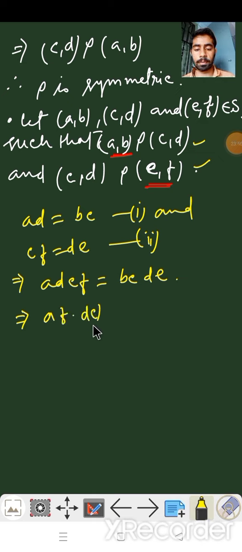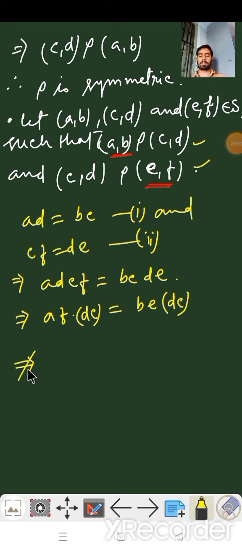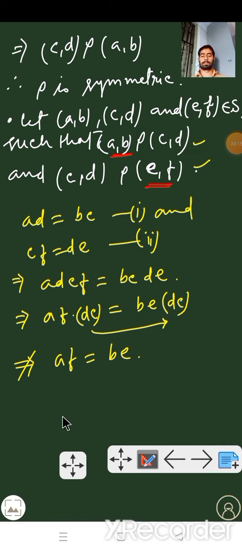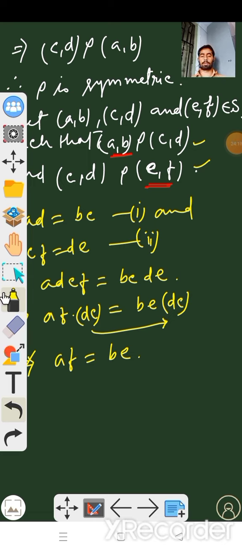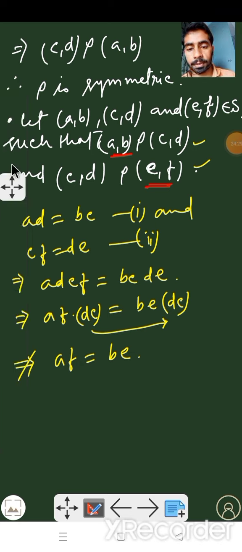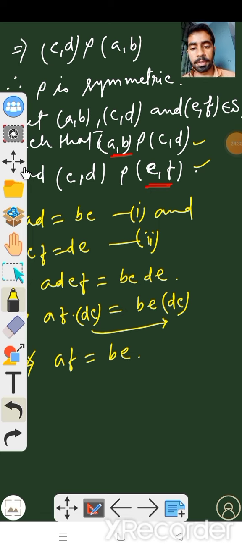Now which implies that AFDC equals BEDC, but which does not imply that AF equals BE, that is, we can't cancel out DC due to the possibility of non-zero. That is, if either D or C is 0, then we can't cancel out DC from both sides.